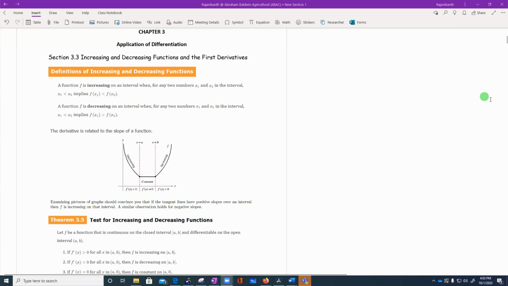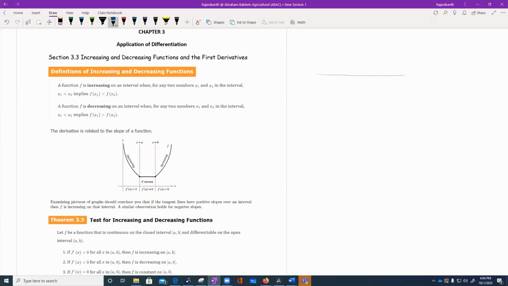So if you want to find the increasing, decreasing interval, first of all, you need to figure out the critical points. Last time we discussed the critical points. First you need to find the domain of the function. Okay, so first find the domain of the function f. Once you have the domain, take your real line and identify the domain.